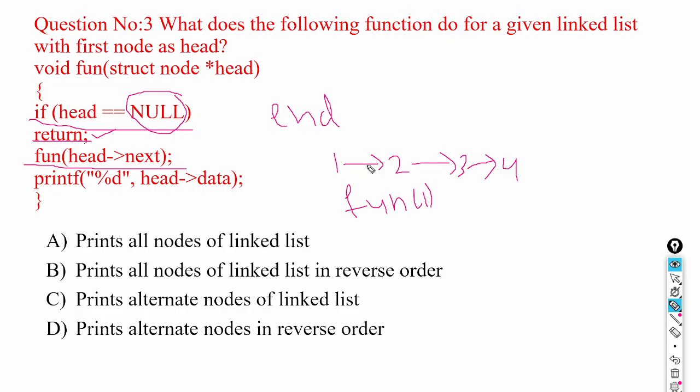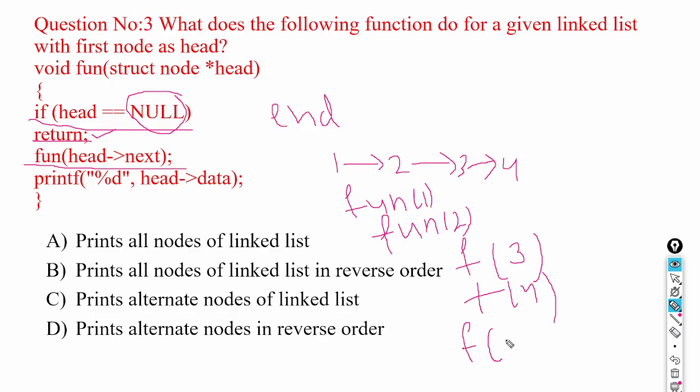Then what is the next element? 2. Then it will call the function 2. Then again the function head to next. Then what is the next element? 3. So the function calls 3. And what is the head next to the function? 4. So it will call all the functions: function 1, function 2, function 3, function 4. Then what is the last one? It will make the recursive call to the function with null.